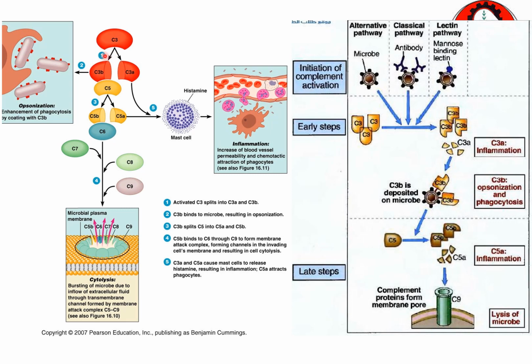So الستبس من هون كمان مرة ولو انه حكيناها احنا بالتفصيل هناك. Step 1, activate C3, splits into C3A and C3B. C3B binds to microbe resulting in opsonization. C3B splits into C5 into C5A and C5B, and C5B binds to C6 through 9 to form membrane attack complex.